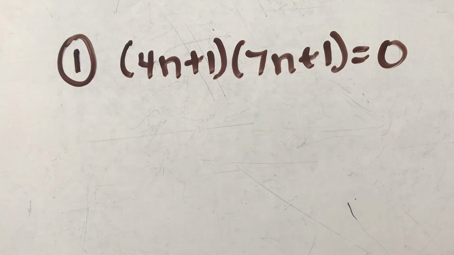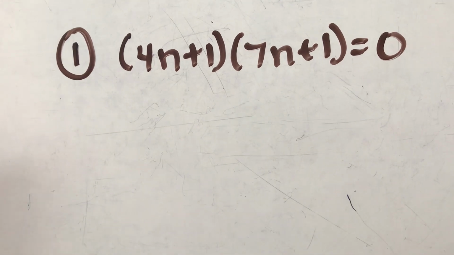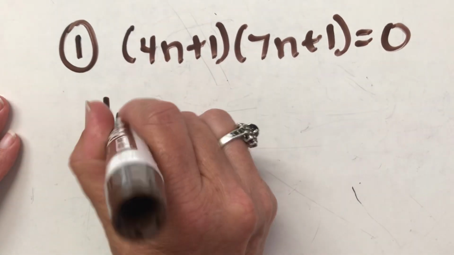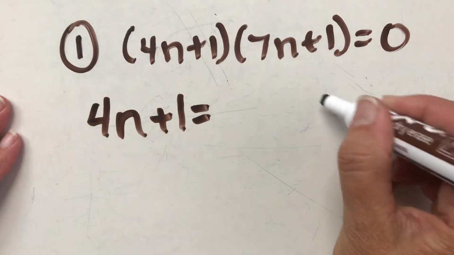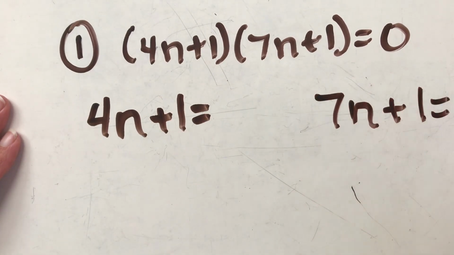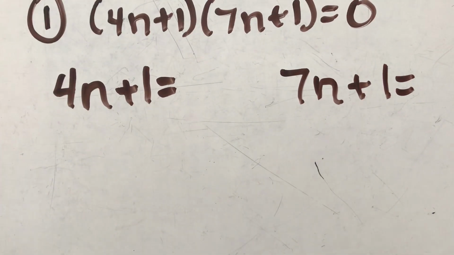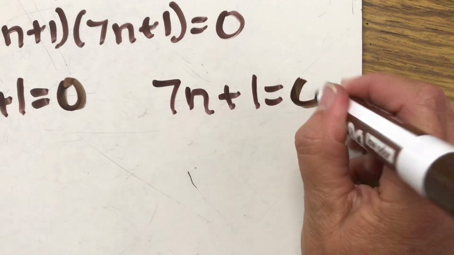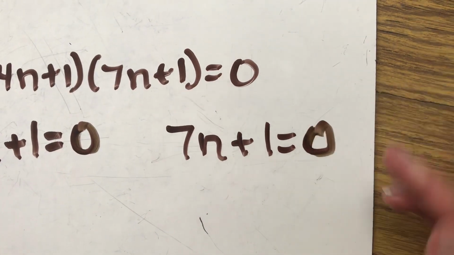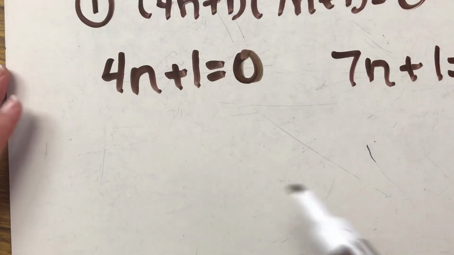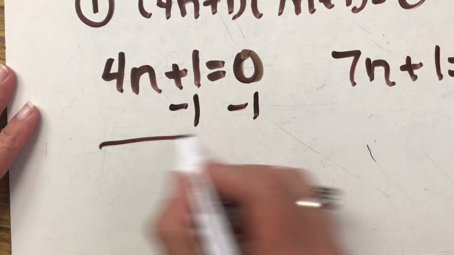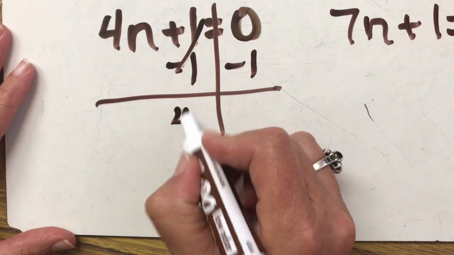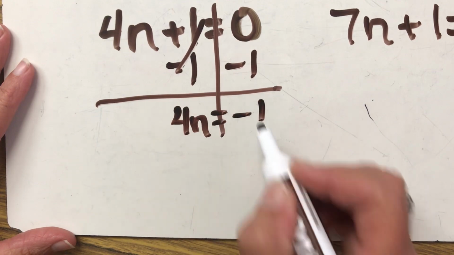So what do you do when it's already been factored? How do you solve for those 2 special points? Well, you take each binomial, just like I've done, and set them equal to 0 because it's being set to 0, and then solve each one. So let's solve this one. Whatever we do to one side, we do it to the other. We have 4n equals -1.